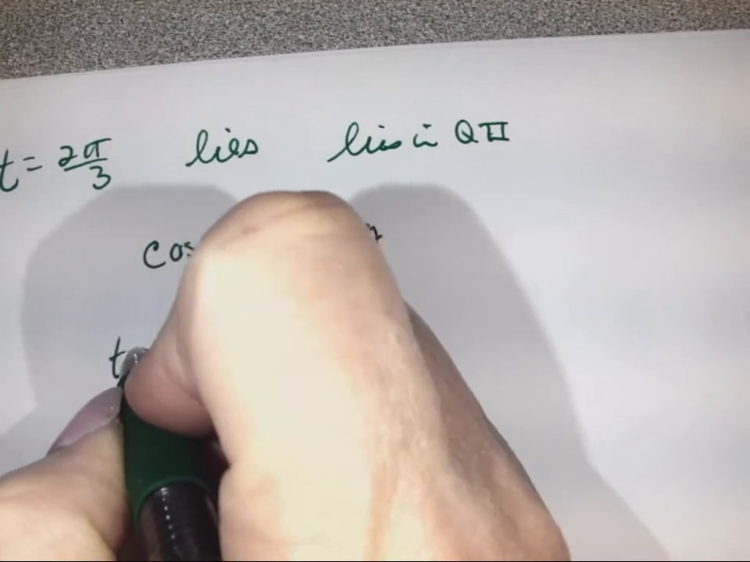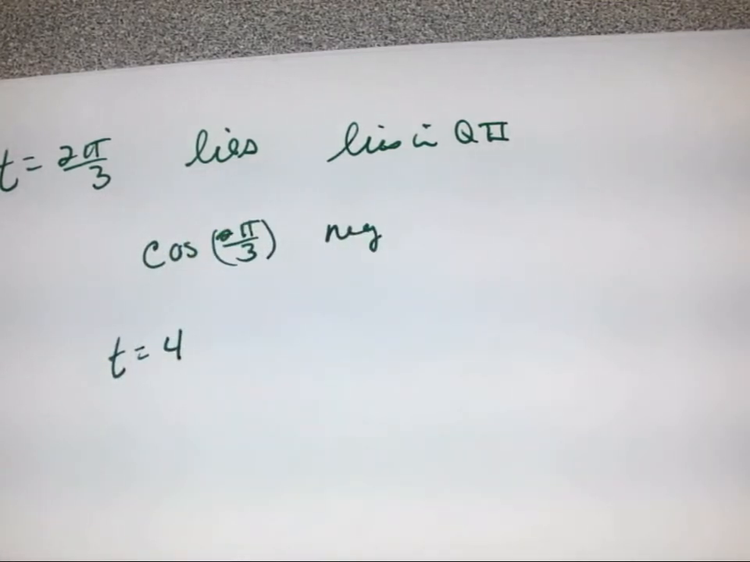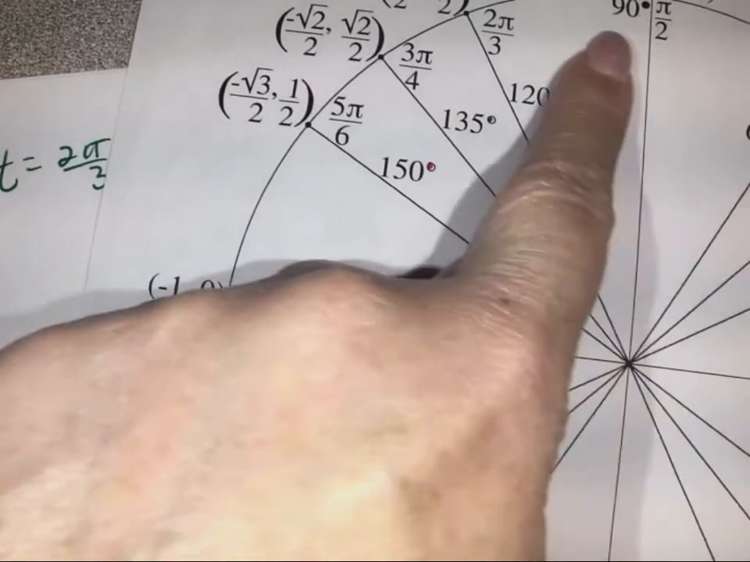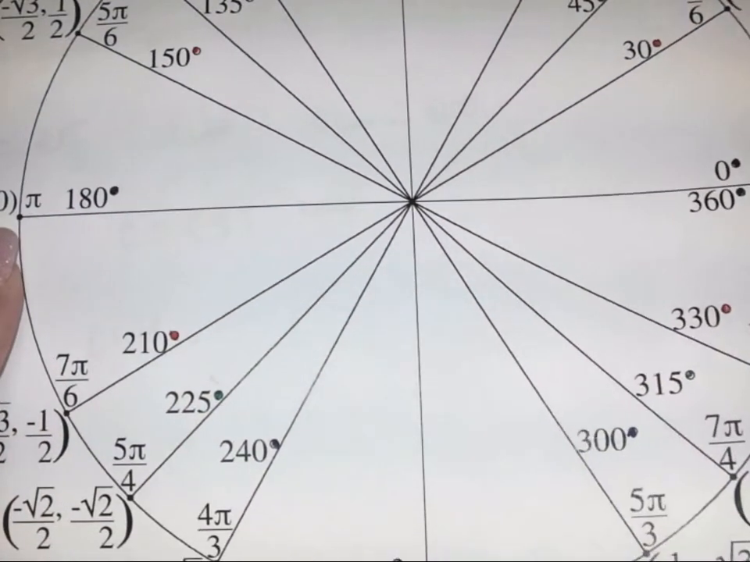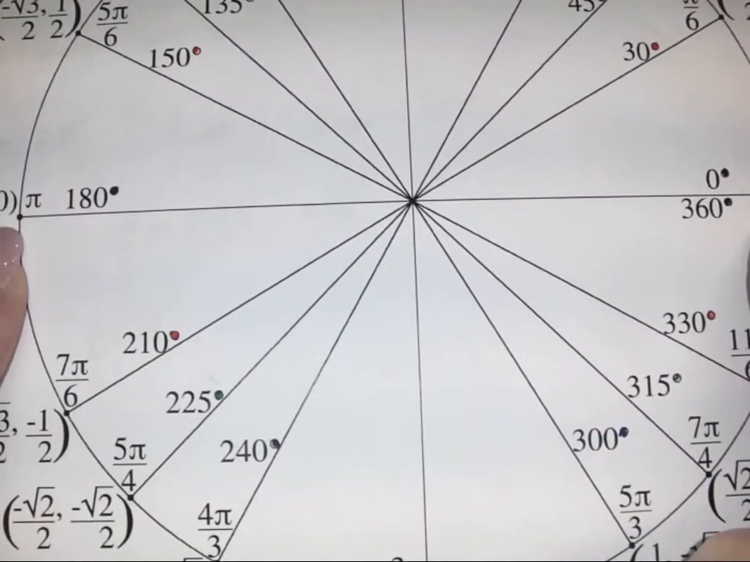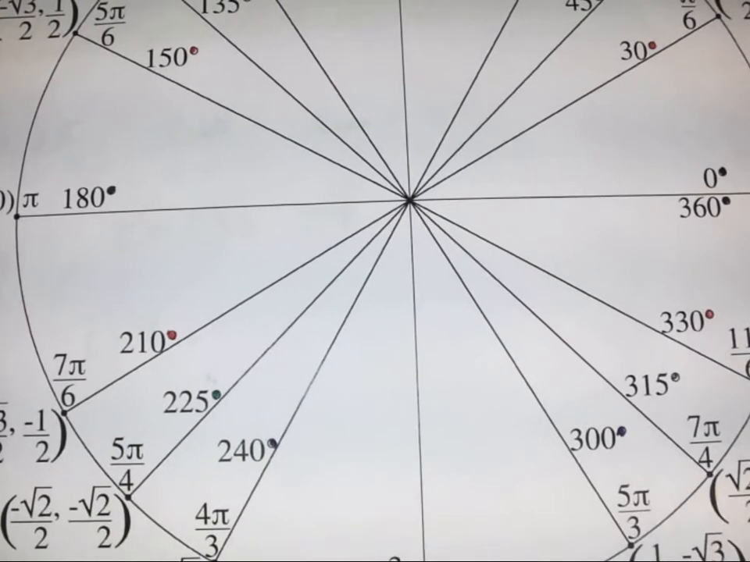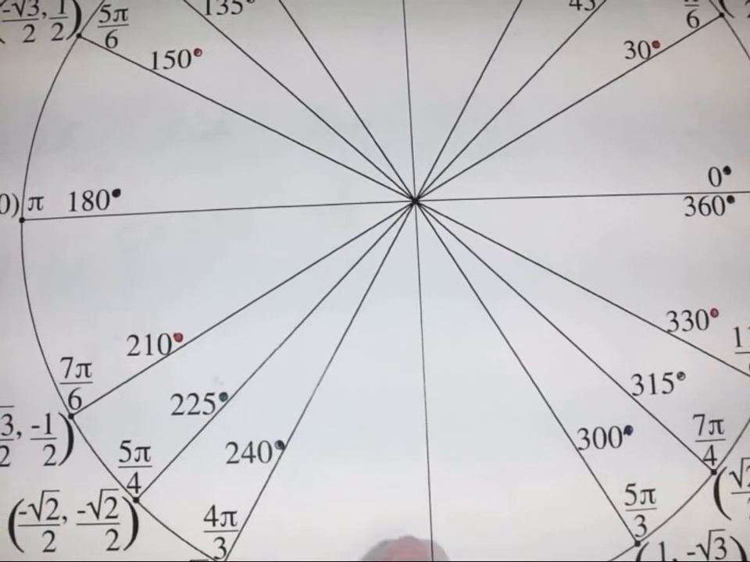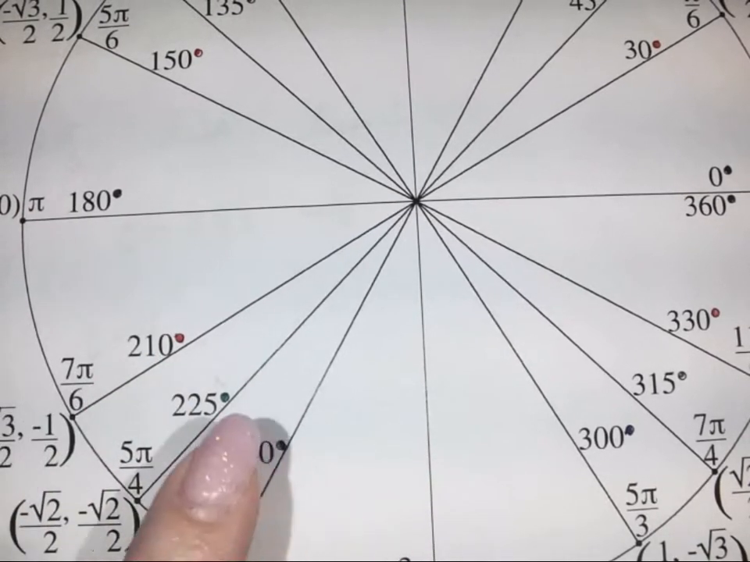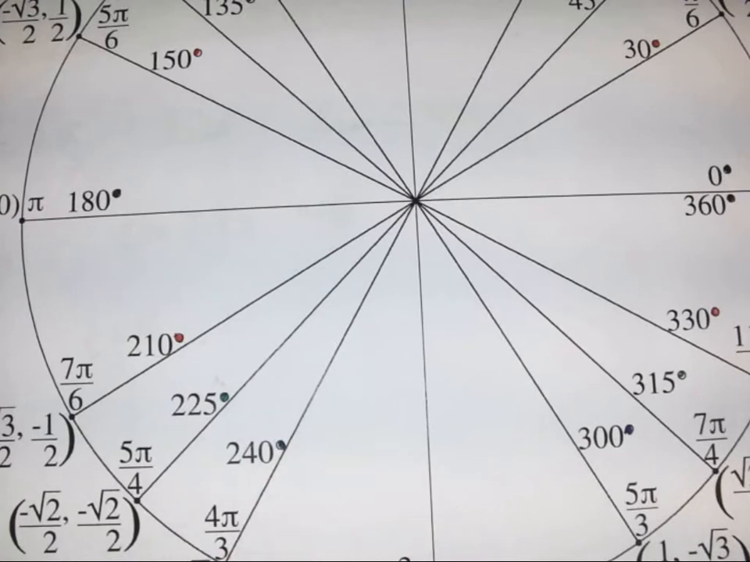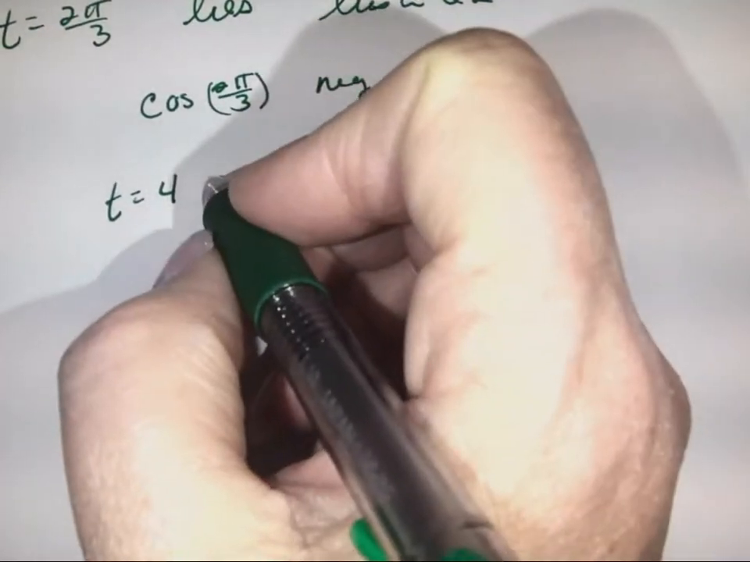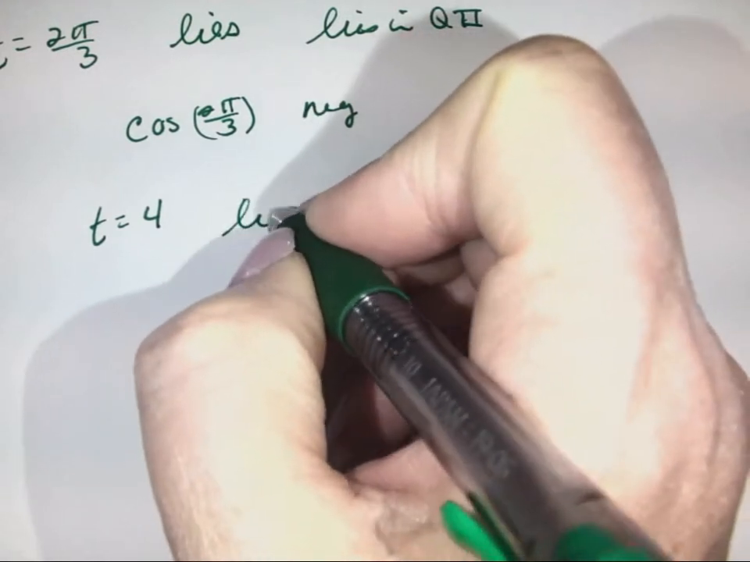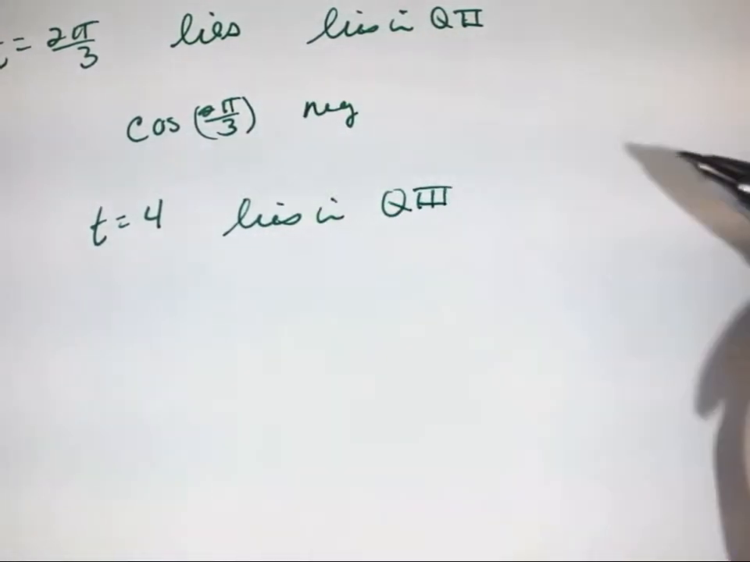Now if we're looking at t is equal to 4, remember halfway around is 3.14, and then the rest would get us to 6.28. So we have to get an idea of where tangent of 4 lies. What quadrant will that be in? If we do the math like we did last time, we'll find that 4 lands in quadrant 3. So if we're looking at t is equal to 4, it lies in quadrant 3.